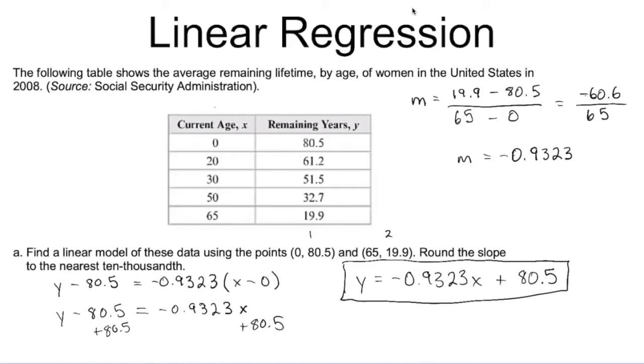Then I add 80.5, and that gives me the equation of the line: y equals negative 0.9323x plus 80.5. So now I will go to my graphing calculator, and I will show you how we can use our calculator to help us calculate these types of problems and get possibly another equation of the line for this problem.